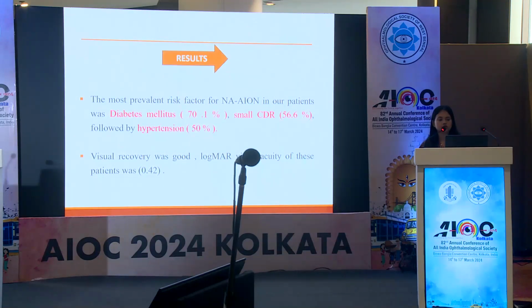So the results were: the most prevalent risk factor for NAION in our patients was diabetes mellitus at 70%, followed by small CDR at 56.6%, which was followed by hypertension at 50%. Visual recovery was good in these patients and the logMAR visual acuity was 0.42.